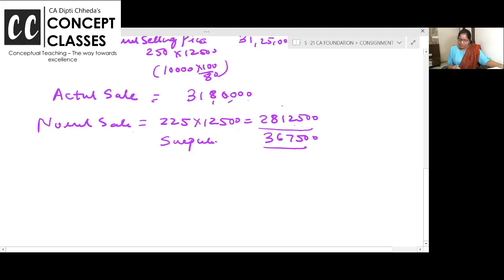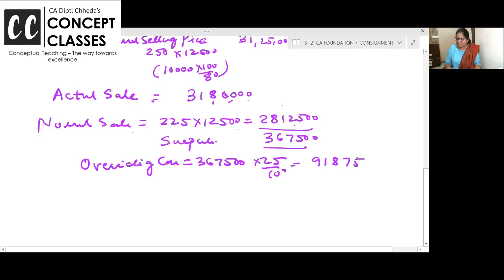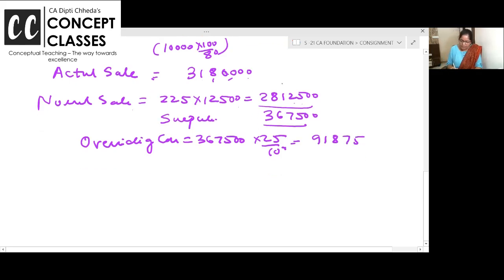So now we will give you all the three commissions. Overriding commission. 367,500 into what rate? Calculate the overriding commission. 367,500 at 25%. You help me get it on the normal profit. 367,500 into 25%. 91,875.